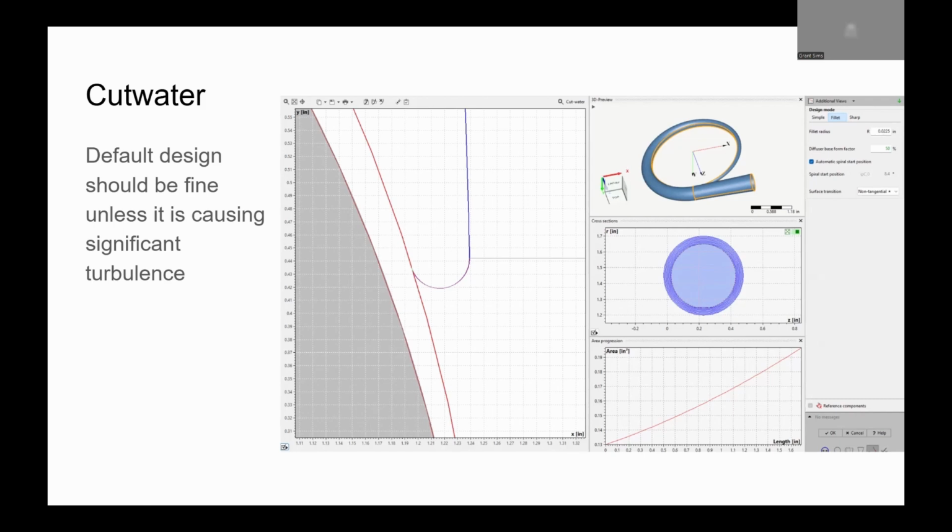All right. So the cutwater is basically where the spiral part of your diffuser meets the volute. You just want to make sure that this sharp point is not causing a lot of turbulence in your fluid. This is going to be a point of very high pressure because you have the blades close by pushing fluid into that area. So you just want to make it rounded so that the fluid flows around it instead of getting turbulent. But I usually just leave the cutwater default.